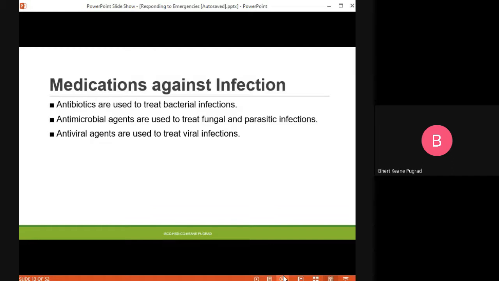Problem doon, instead na yung mga first generation na gamot ang pwedeng ibigay sa pasyente, yung mga mas malakas na ang kailangan, kasi hindi na effective yung mga first gen.